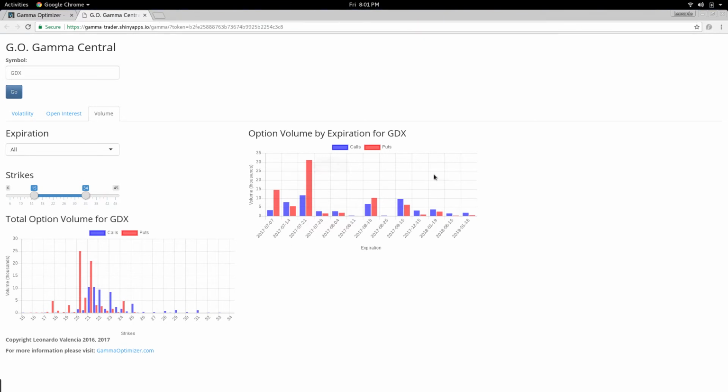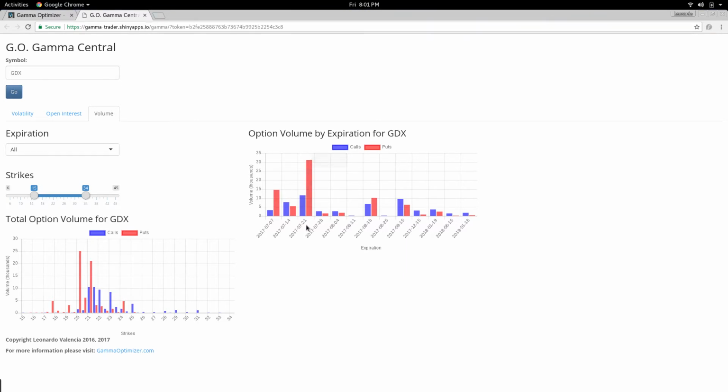Also, we can see all the expirations that were traded today for GDX. You can see that July 21st was a very active expiration, in particular with puts. I guess everyone is preparing for the end of the world in GDX for July 21st. Again, that's assuming that those puts are being bought. This only shows me the amount, but not the strike.